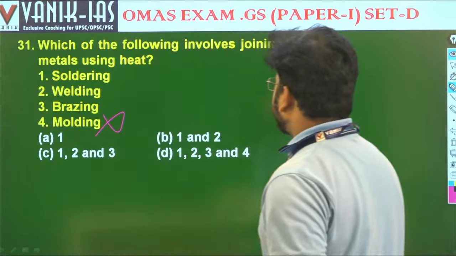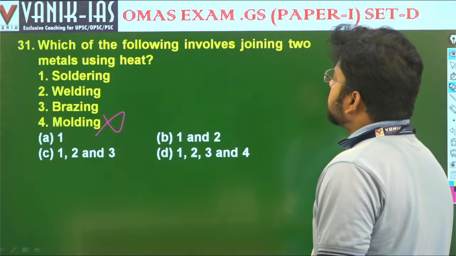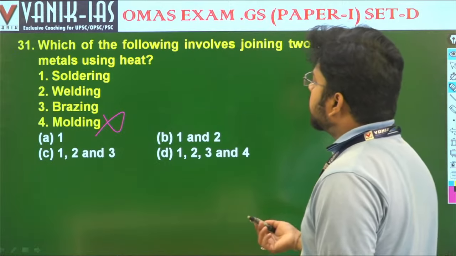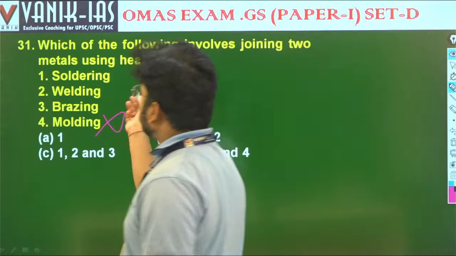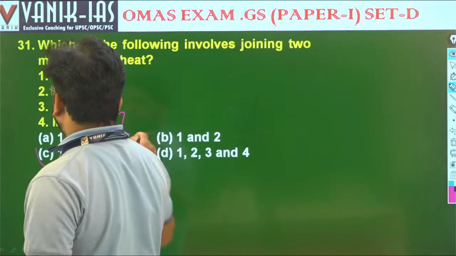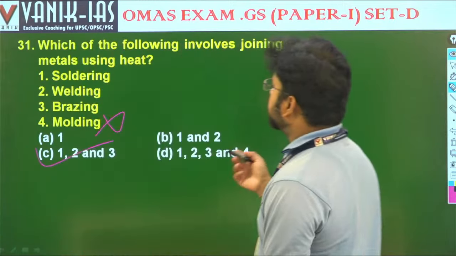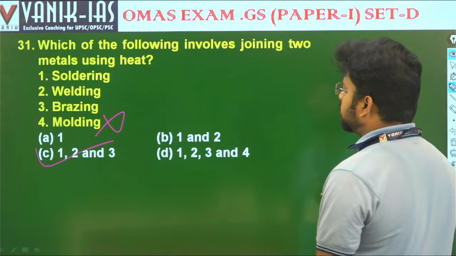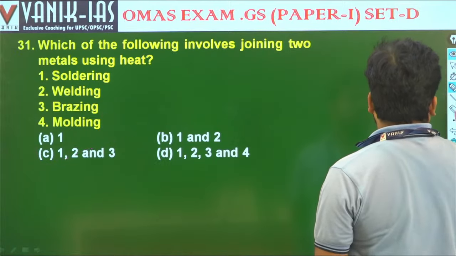And if D option is wrong, then brazing means high temperature, welding, soldering, right? Connecting two metals with high temperature is called brazing. So options 1, 2, 3 are right.